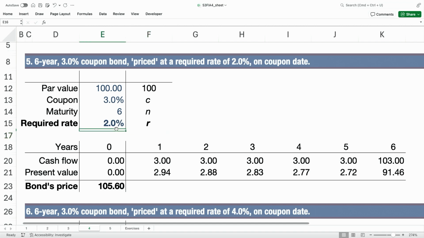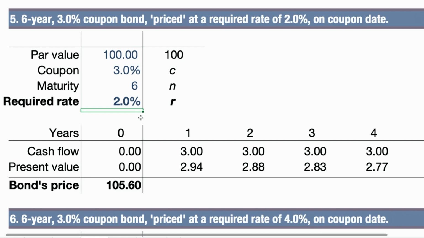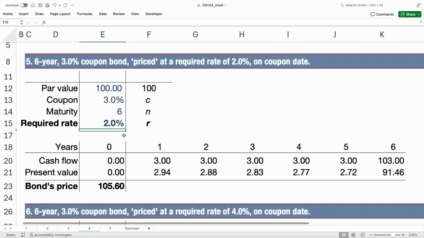Now, let's dive in a little deeper in this relationship by changing the required rate of return this time. It's more an exercise to understand better what's going on. You see, in the previous sheet, we compared different bonds with different coupons. In this sheet, we're ready to see what happens to a bond's price when we change the required rate of return.